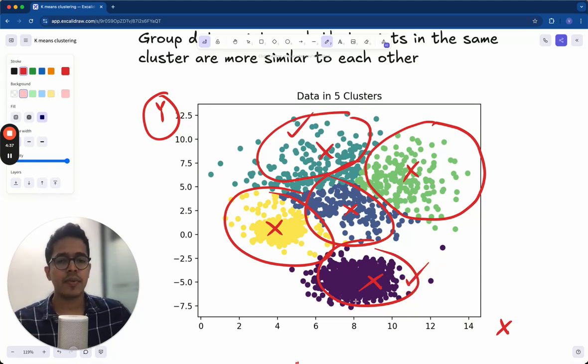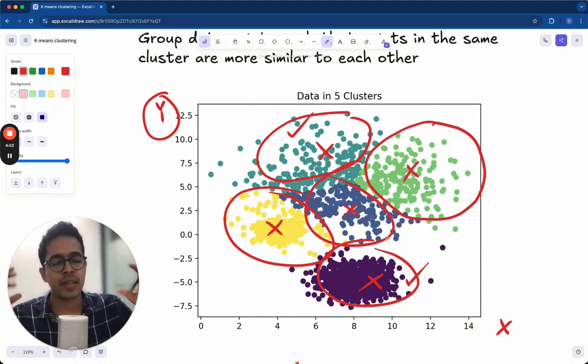So instead of describing all the customers in this, or all the users in this particular bucket, or all the data points in this particular bucket separately, you can just describe them by the value that its centroid has. Maybe you can say that the value of the centroid in terms of feature X is somewhere in the middle, but based on feature Y, it is the lowest.